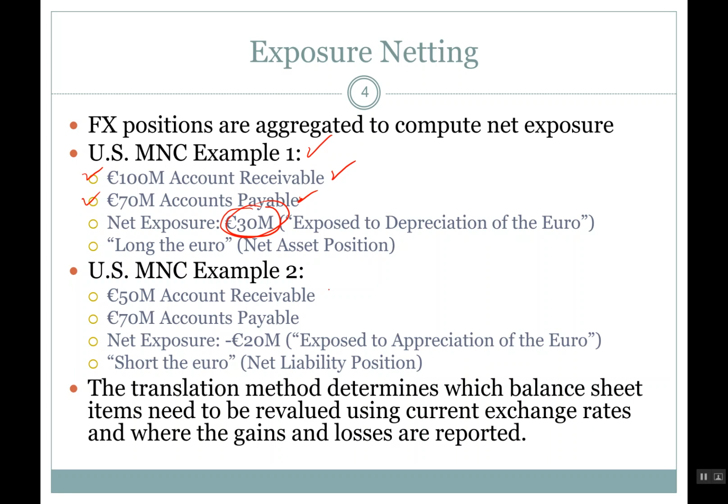On the other hand, if you had 50 million receivables and 70 million payables, you're a net payer of euros. So you actually benefit if the euro devalues. It'll cost you less dollars to buy the euros to pay off the payable. So the first step in trying to figure out what your exposure is to a currency is net all the transactions by currency and figure out if you're a net receiver or a net payer. In other words, are you long or are you short the currency, and by how much?